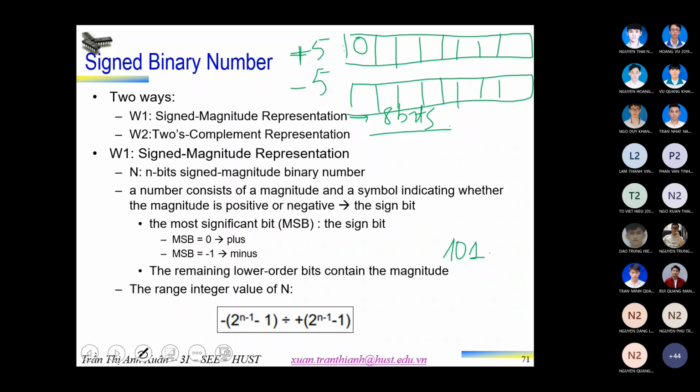And for the negative, the MSB equals 1. And the 7 remaining bits we use to express the magnitude. The magnitude of 5 decimal in binary is 101. So we insert from the LSB 101, and the other bits we can insert 0000.